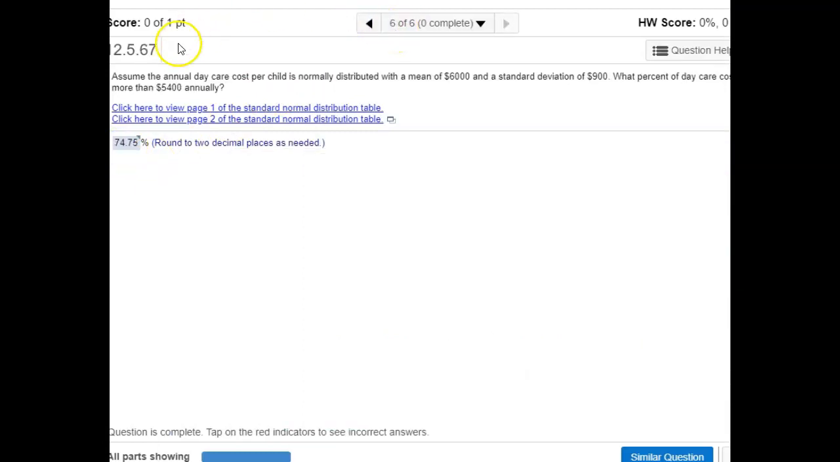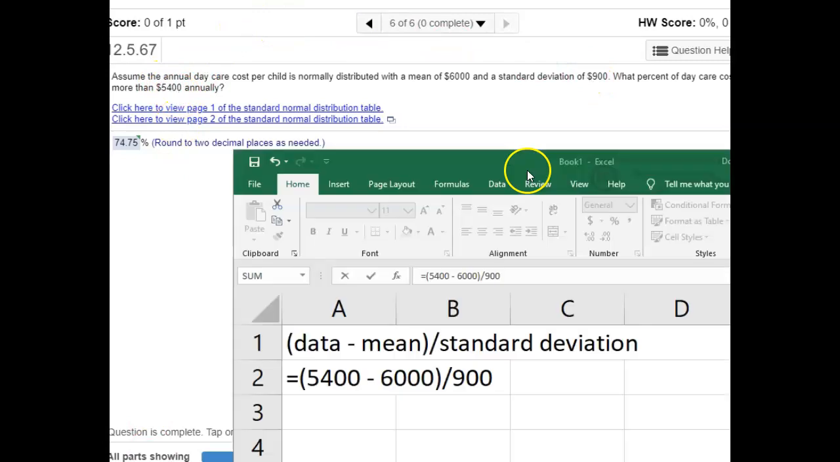For number 6, in this case, we're looking at annual daycare cost per child, and we're told it is normally distributed. We're told the mean, and we're told the standard deviation. And then the question is, what percentage of daycare costs are more than a specific amount? So we're going to need to translate this information into a z-score. So we're going to take our given data value, subtract away the mean, and divide by the standard deviation to get the z-score for our data value.